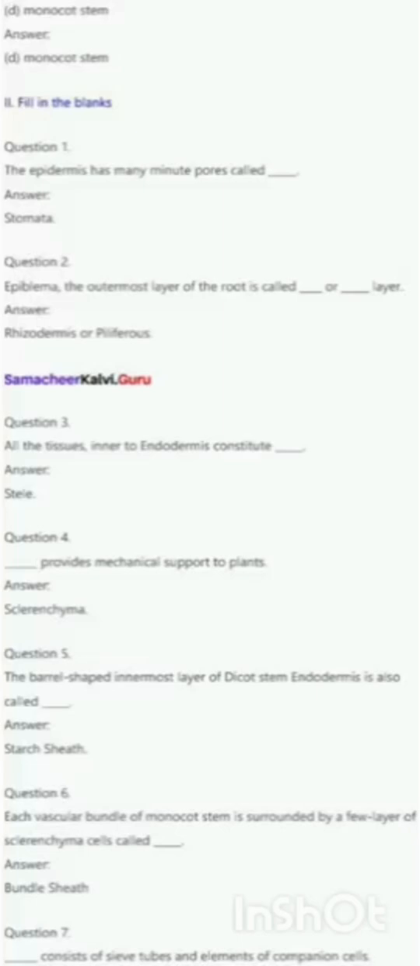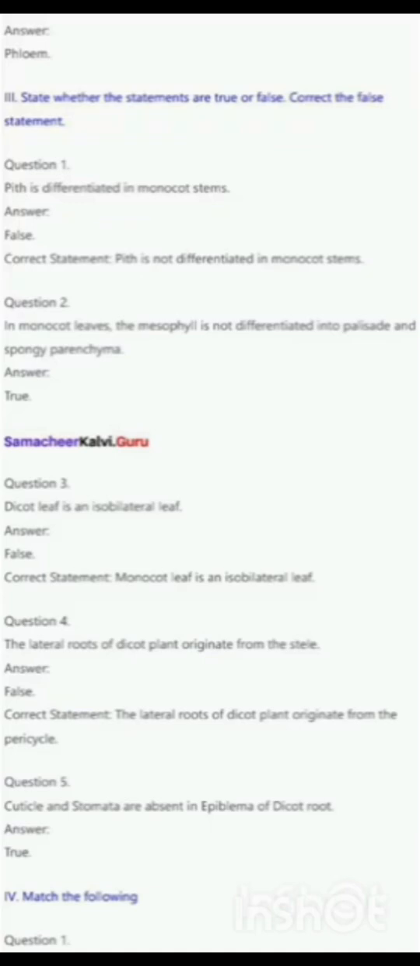Answer: starch sheath. Question 6. Each vascular bundle of the monocot stem is surrounded by a few layers of sclerenchyma cells called ___. Answer: bundle sheath. Question 7. ___ consists of sieve tubes and companion cells. Answer: phloem.